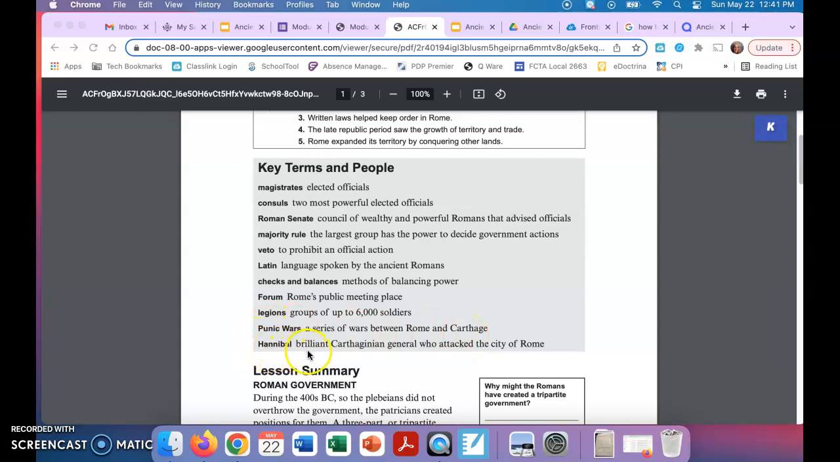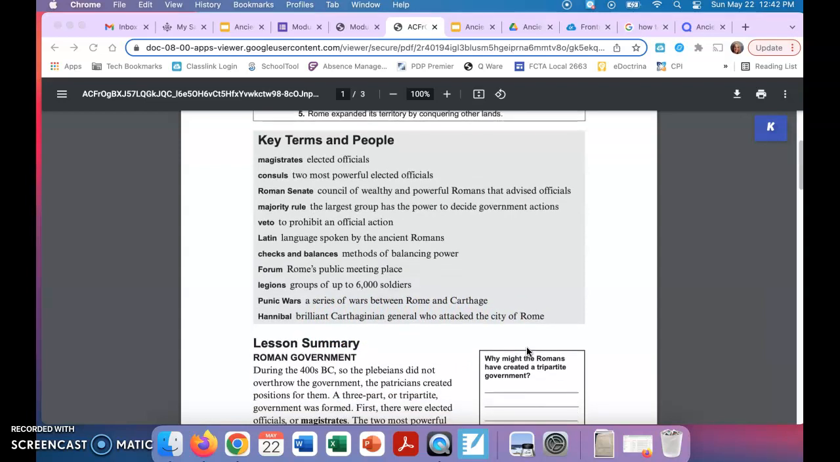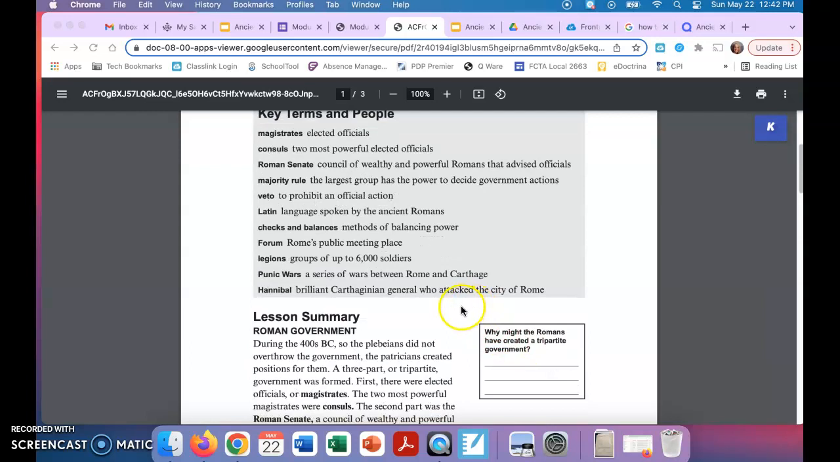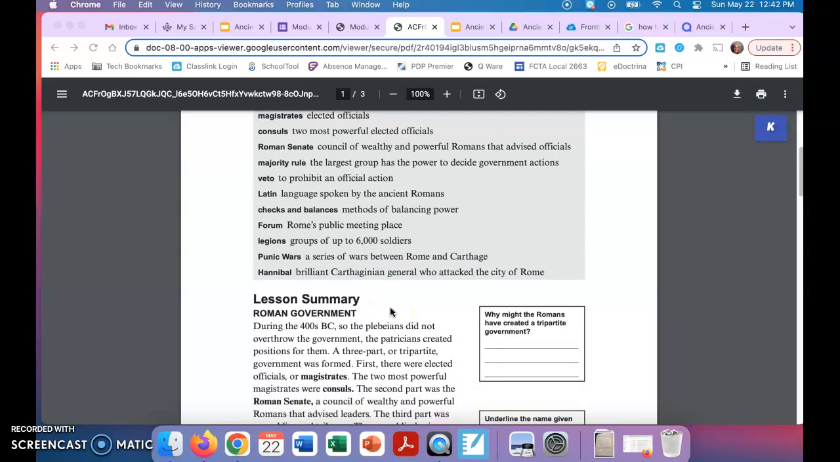Hannibal is a brilliant Carthaginian general who attacked the city of Rome. You'll read about him in the slide presentation, but he organized a secret attack through the Alps, and that's what made him famous. He also used elephants. He trained them to work for him during the war.